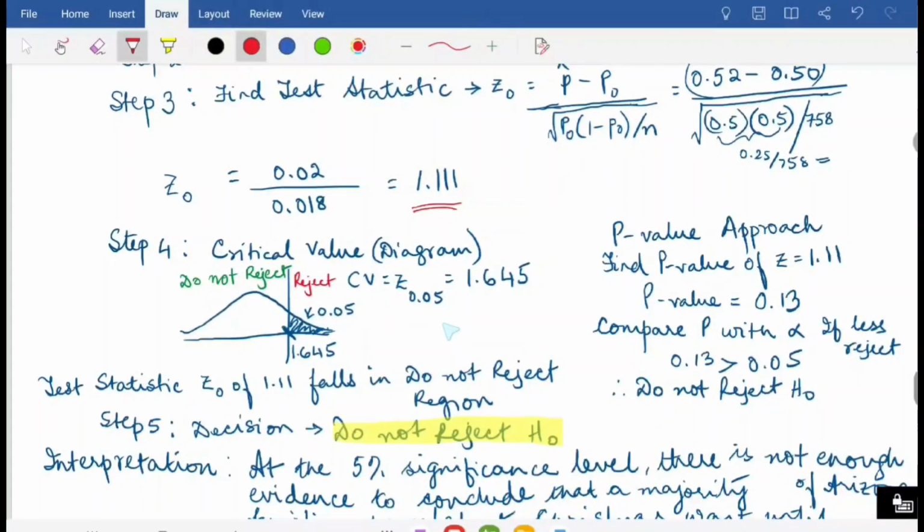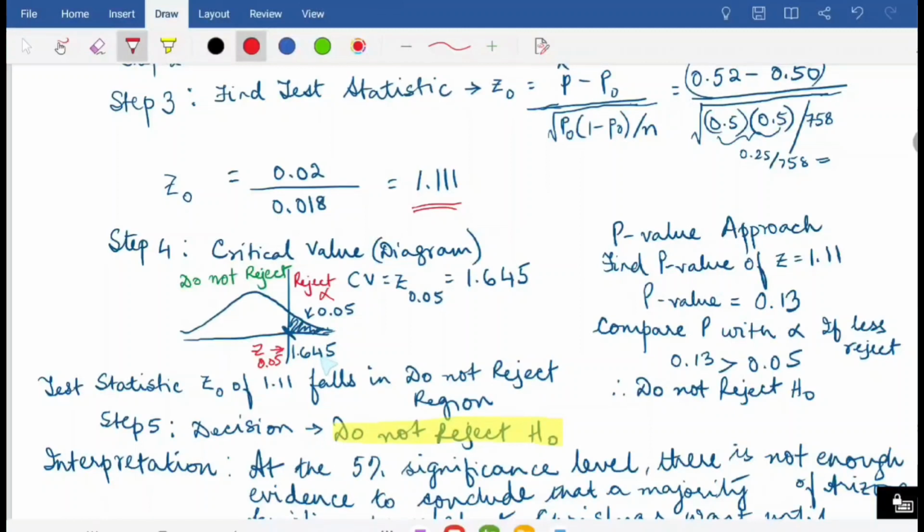Then perform your critical value approach. For all questions on chapter 12, we are using the z distribution. There's no other distribution being used. All right, so sketch your graph, your diagram. It's a right tail test. Which region will be to the right? The alpha value is 0.05, and the corresponding z sub 0 or z sub alpha, z sub 0.05, is 1.645.